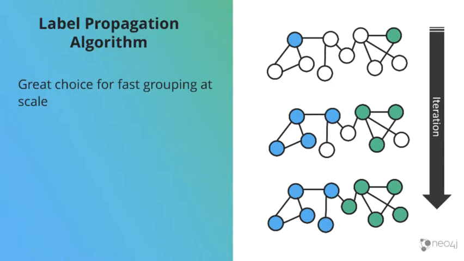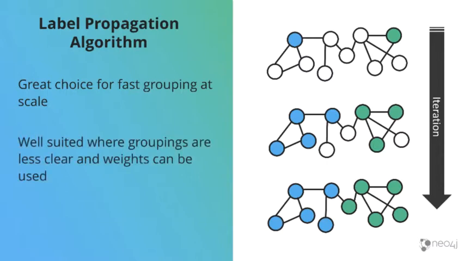The label propagation algorithm is a great choice for quickly grouping at scale. In this algorithm, the nodes select their group based on direct neighbors, taking on those node labels. The idea is that a single label can become dominant in a densely connected group of nodes, but will have trouble crossing sparsely connected regions. Label propagation is well suited for groups that are less clear, where we have less information, and in particular where we can use weights or seed data to help determine which community a node may be placed in.